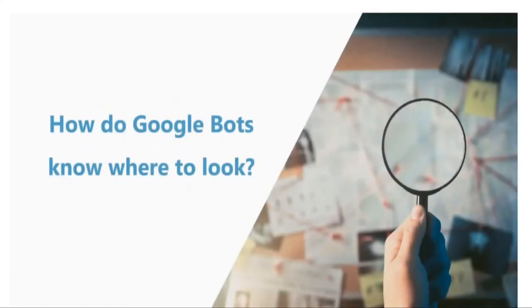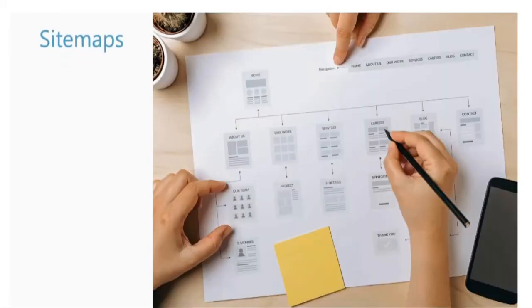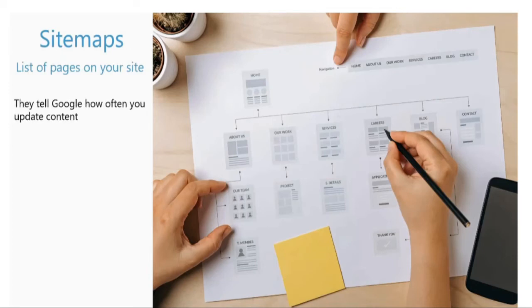How do they know where to look on your site then? It's something called a sitemap, which is essentially a list of the pages on your site in order of importance. A sitemap tells Google bots which pages to index. They tell Google how often you update your content, so it is recommended to submit your sitemap each time you publish changes. This could actually lead to Google indexing your site faster.